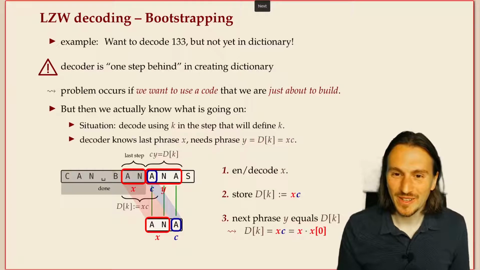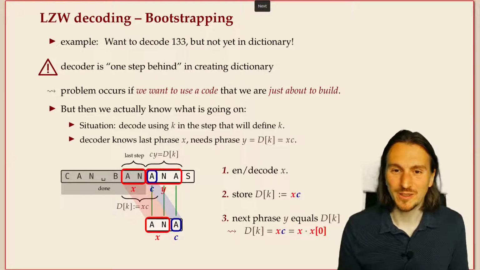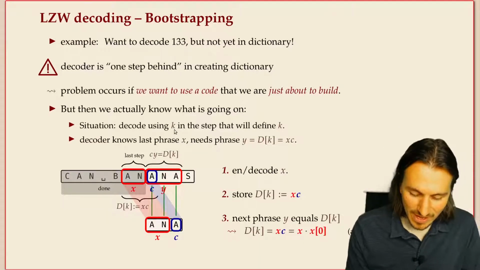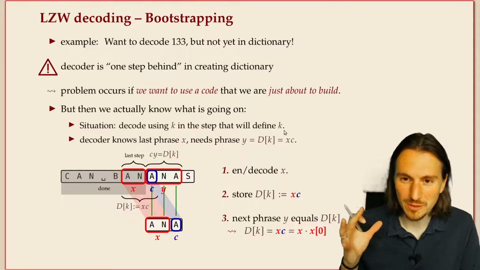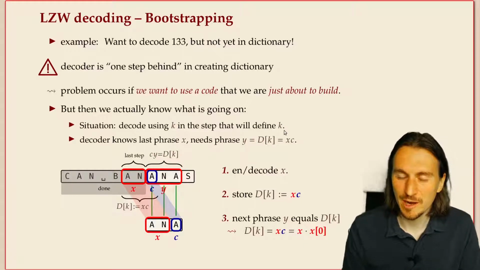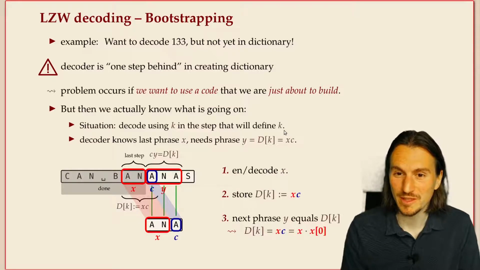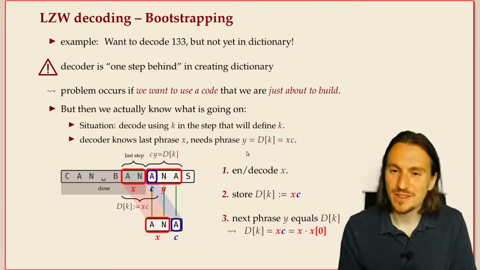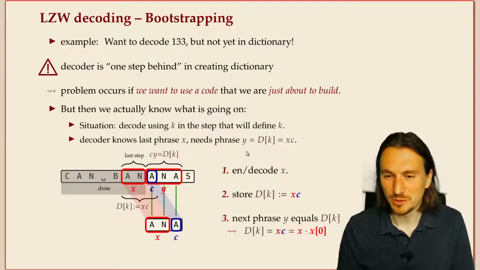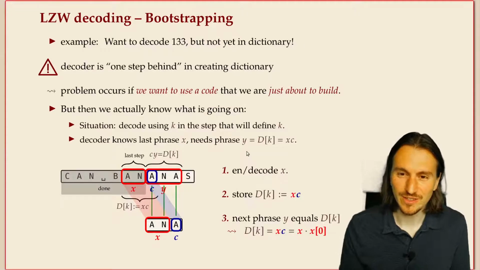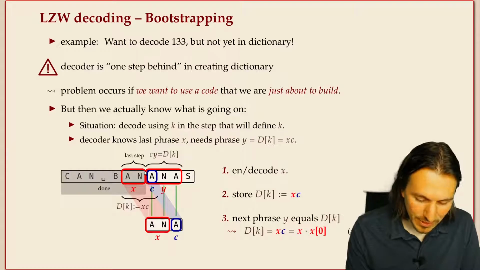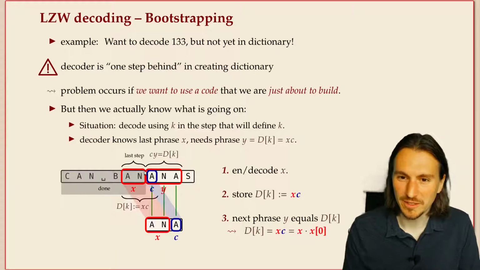The good thing is, by looking carefully, this is something we can actually handle because we have all the information that we need. So we decode using k in the step that will define k. So we definitely add something to the dictionary after this step, and that would be the thing that we need. We know the last phrase x, but we don't know the next phrase y yet. We would need it to insert it into the dictionary and then use it immediately.